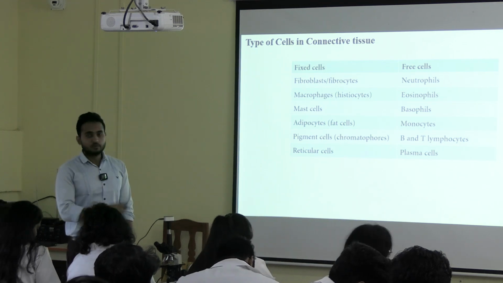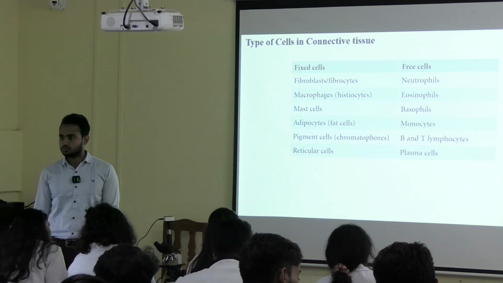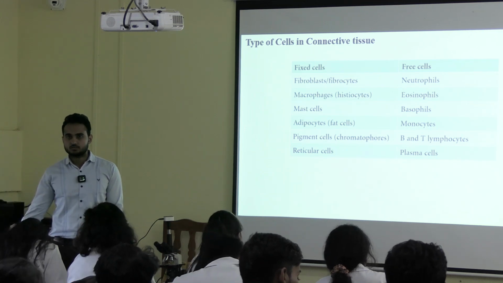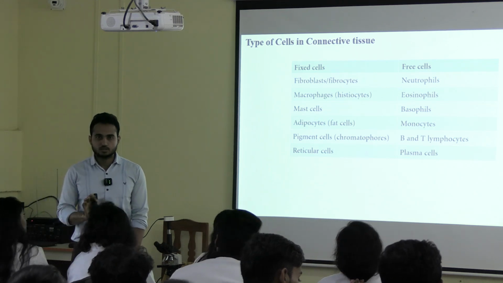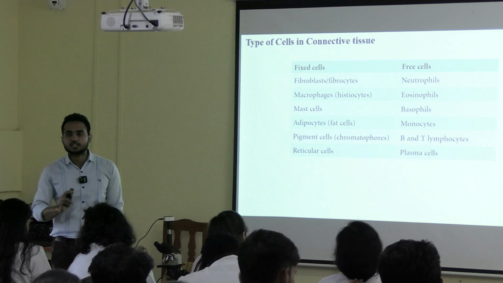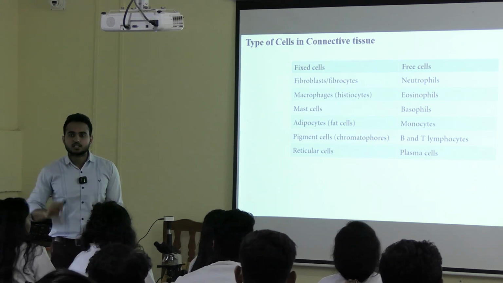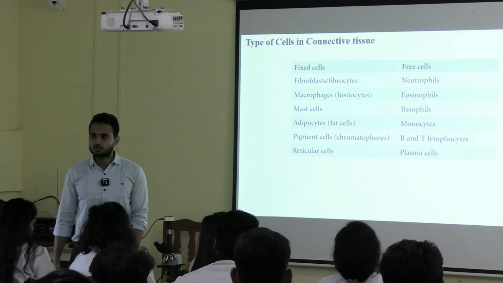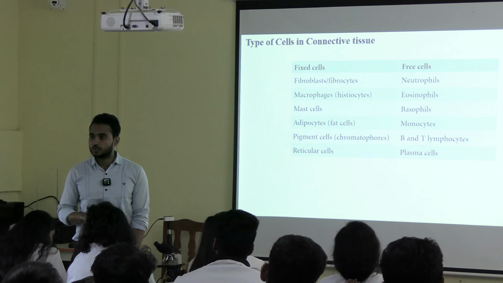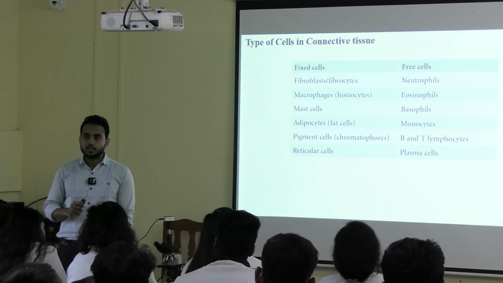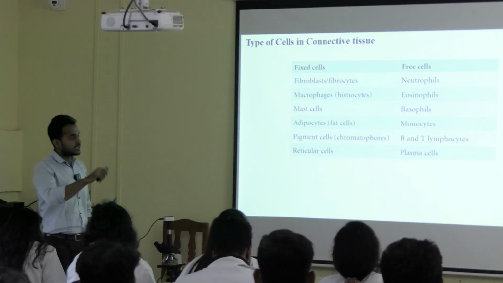Free or wandering cells, what is the meaning? That means they are refugees. They came from outside. I hope everyone knows about refugees; you have heard about it. So these free cells are nothing but the refugees. They came from outside and then they are staying inside the connective tissue. But they have a significant role. They have a very important role in the connective tissue. So first we'll see the fixed cells and then we'll discuss the free cells.